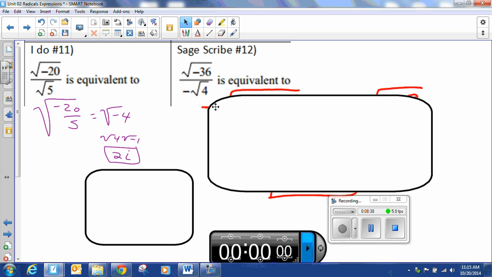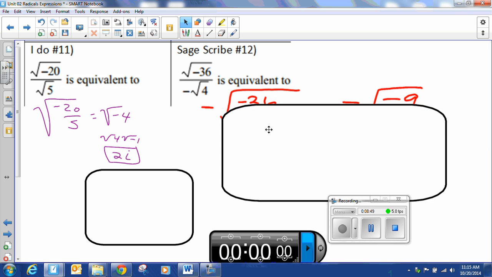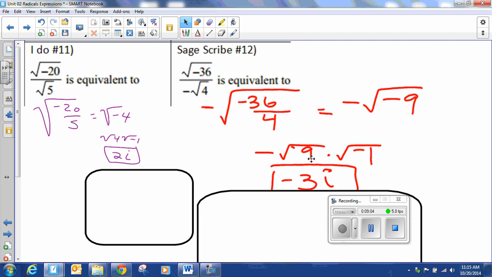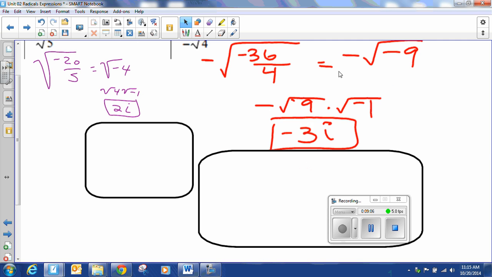Similarly, we can do the same thing in number 12. We have radical negative 36 over negative radical 4. Be careful about that negative outside here. That seems to be tripping some people up. So when you break this down, we end up with negative 36 over 4, which reduces to negative 9. And now we have a negative out here. We have radical negative 9. We all know how to simplify a radical negative 9. It is 3i, and that negative coefficient is still out here, so the final answer is negative 3i.